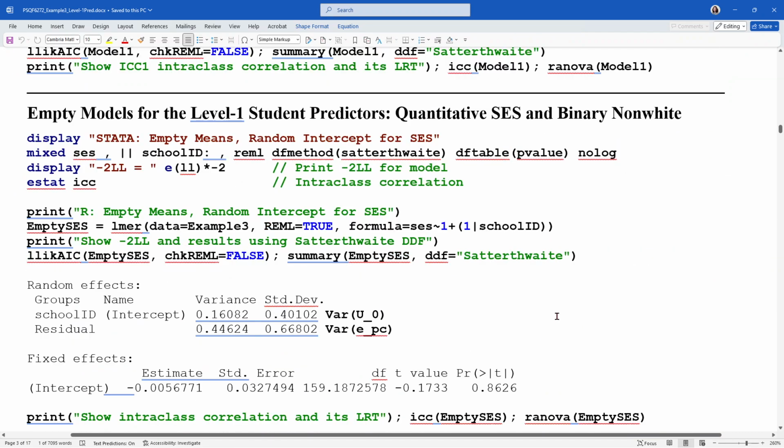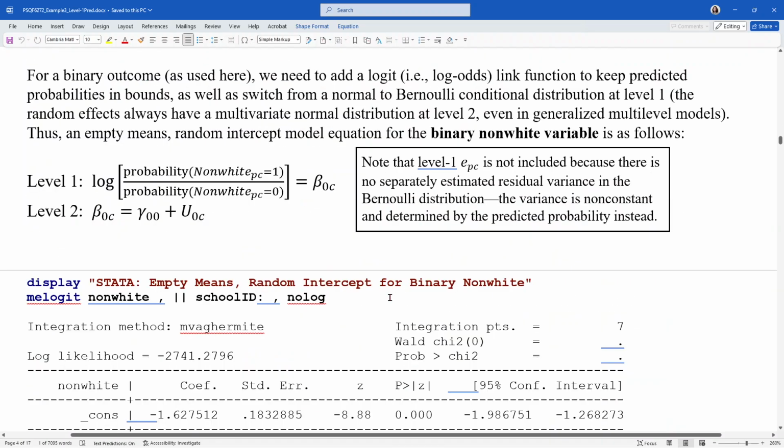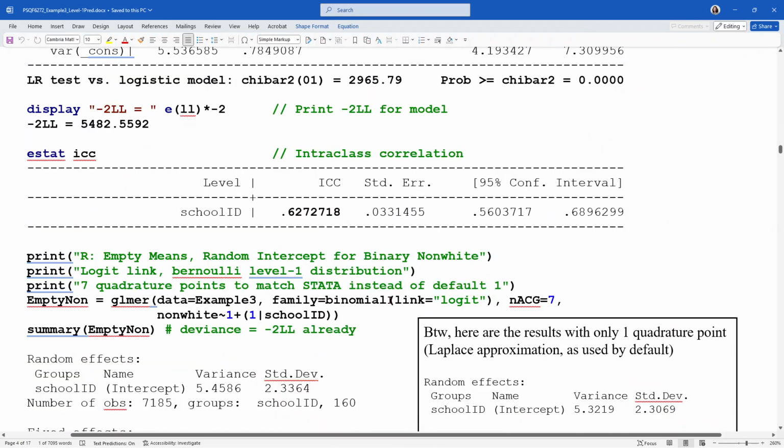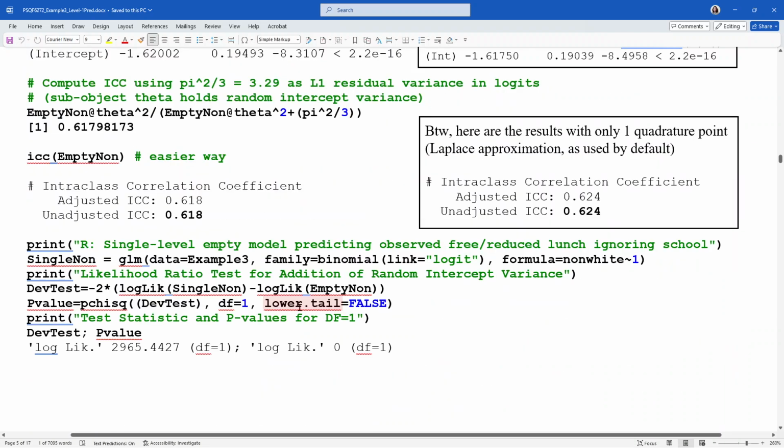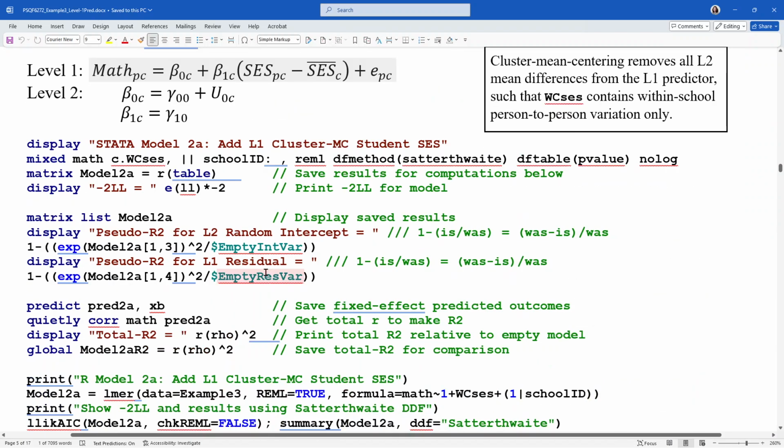So we looked at a model that had a cluster mean centered SES as a quantitative predictor. We also, I don't think you've got the other predictor yet. SES has an intra-class correlation of 0.63, so that definitely means we've got between cluster variation to contend with in there. The other predictor, I think it was non-white status, binary, has 62% cluster differences, so there's going to be the same story.